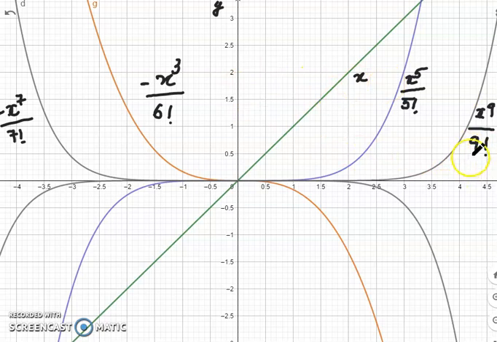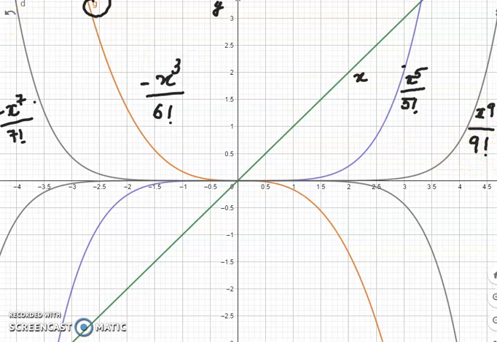So here we can see 1, 2, 3, 4, 5 different functions. One is x, a straight line, and that is minus x cubed by 6 factorial. This one represents minus x cubed by 6 factorial, and this one represents x power 5 divided by 5 factorial, and this function. And the next function is x power 7 divided by 7 factorial, and the final one is x power 9 divided by 9 factorial.